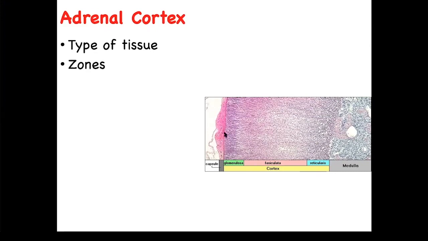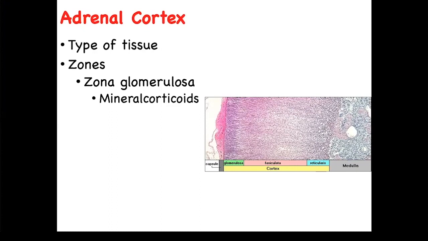We're going to start with the superficial zone, which is adjacent to the capsule. So here is the capsule right there. Next to the capsule, you have the zona glomerulosa. Do you see how it stains a little bit darker here? It's kind of a darker purple. The zona glomerulosa is going to release a class of hormones called mineralocorticoids, and the reason why they're called that is because they regulate the mineral levels in your plasma, potassium and sodium.